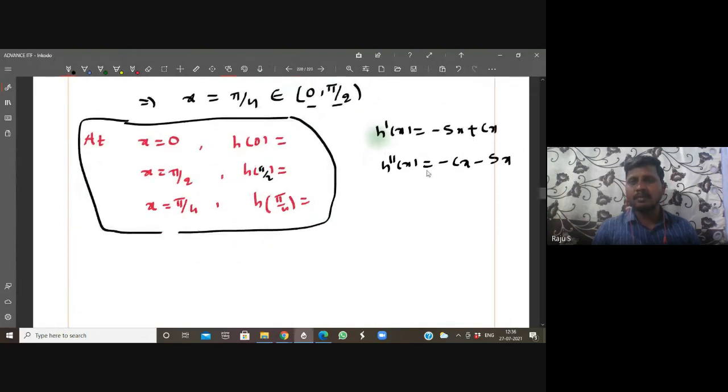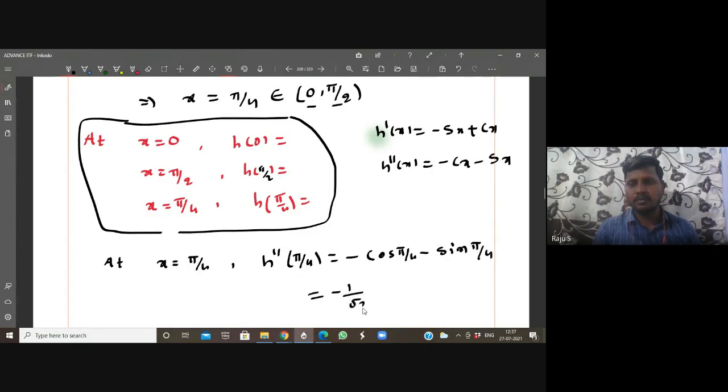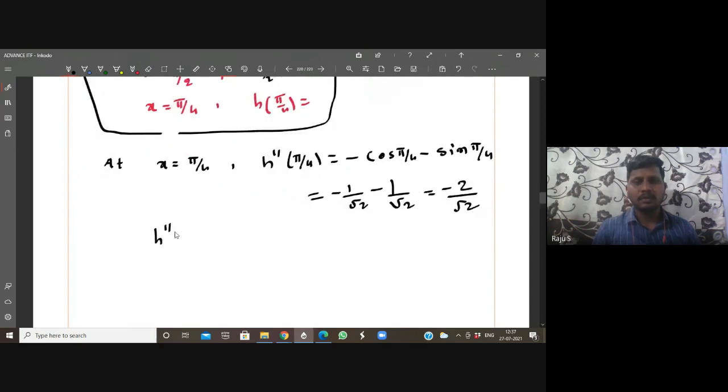So after finding h double dash of x, what is the critical point? We got pi by 4. So at x is equal to pi by 4, h double dash of pi by 4 is equal to minus cos pi by 4 minus sin pi by 4. So minus 1 by root 2 minus 1 by root 2, that is minus 2 by root 2, which means minus root 2. Minus root 2 is clearly lesser than 0.